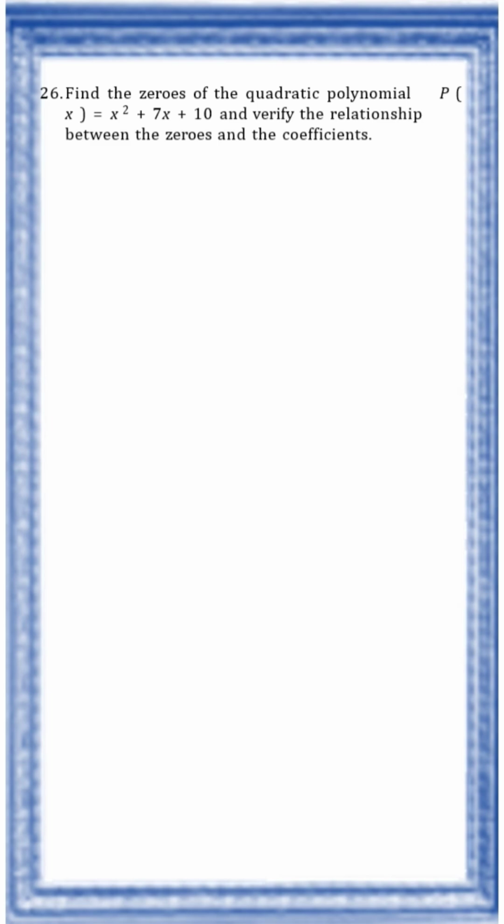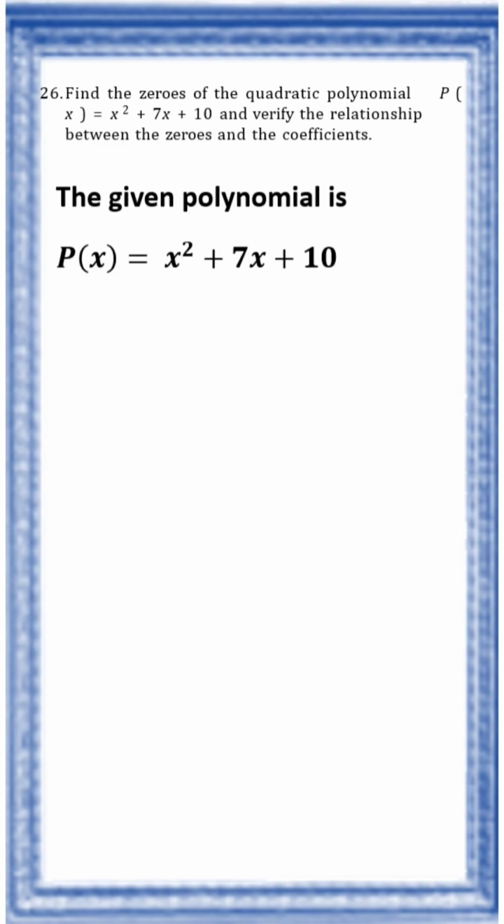Now the 26th question. Find the zeros of the quadratic polynomial p of x equal to x square plus 7x plus 10 and verify the relationship between the zeros and the coefficients. Now we have the polynomial p of x is equal to x square plus 7x plus 10. Now let us equate it to 0. So we get a quadratic equation. Now let us solve it by factorization method, by splitting the middle term.